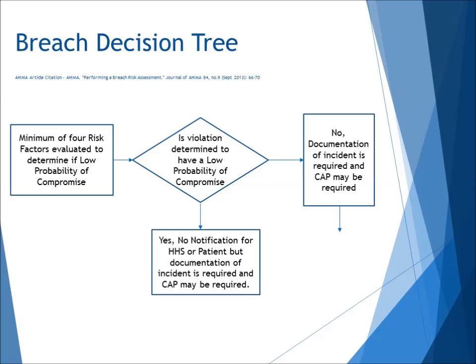But if there is a low probability, you don't have to notify HHS or the patient, but document the incident, and a corrective action plan probably is required because we've gotten this far down and there is some type of violation that was done, but you did have some security measures in place that kept it at a low probability of compromise. So, kudos to you if you've gotten into that window. But we're going to look at this no and doing this breach risk assessment.